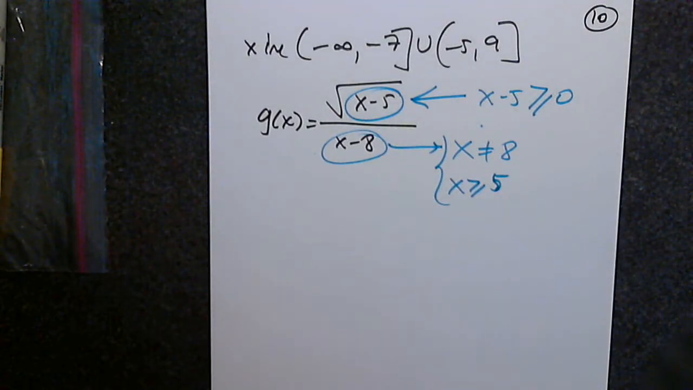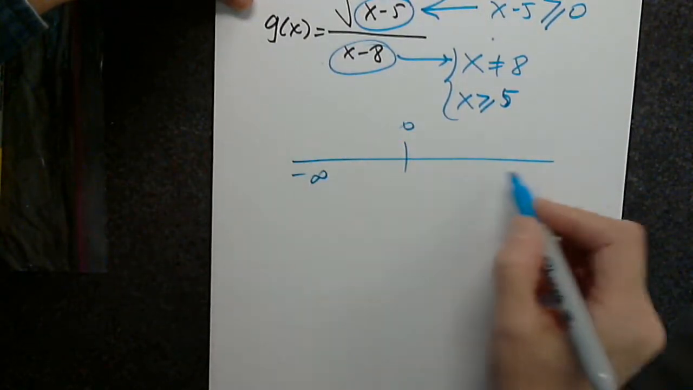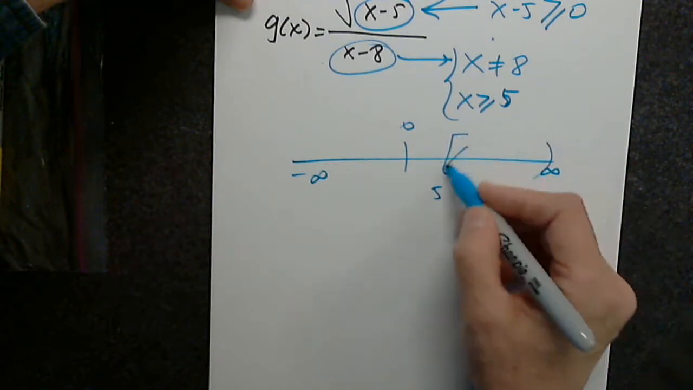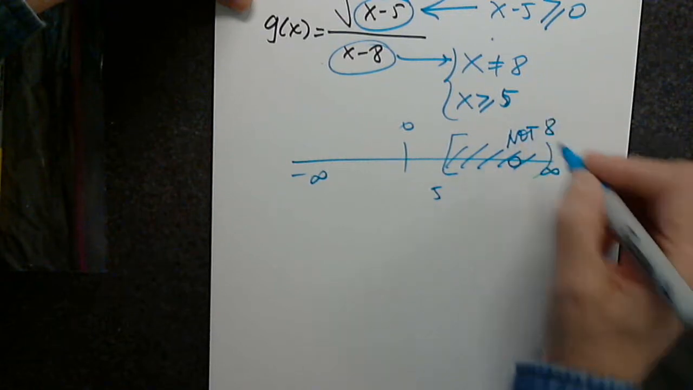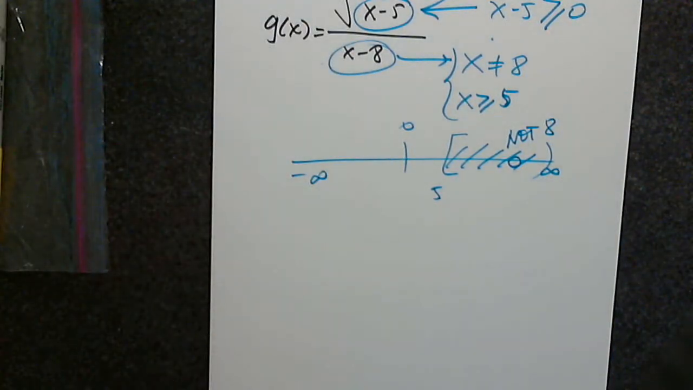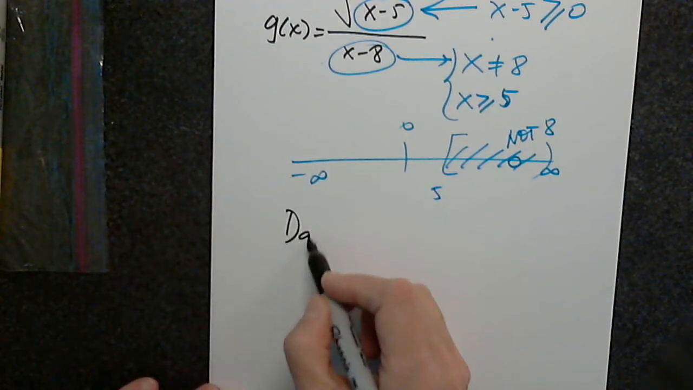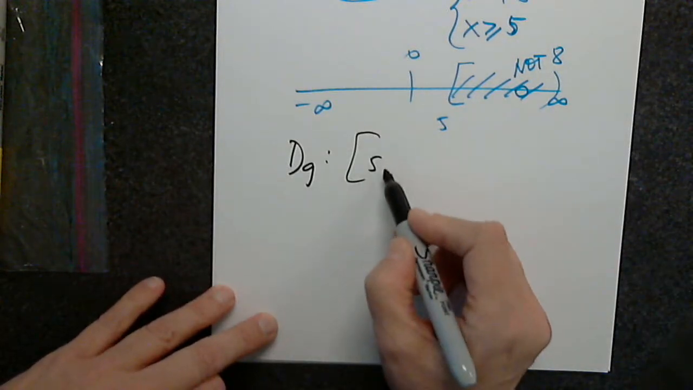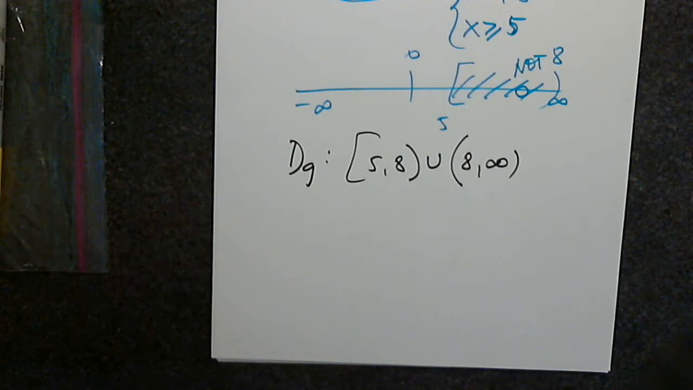Everyone? Yes? Okay, perfect. So then if you graph, there is no need, but I think it's easier for me to explain. Greater than or equal to 5, this is 5. But this one says not 8. Not 8. So then, therefore, the domain of function g will be bracket 5 to 8 with a parenthesis, and then union, 8 parenthesis to infinity. Great job. Thank you. Great job.